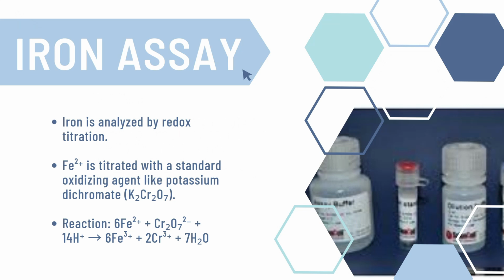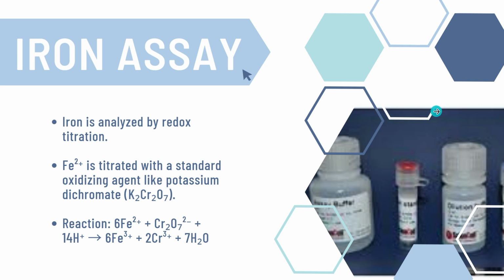Now, lastly, is the iron assay. The principle of iron assay is based on redox titration. The ferrous ions are oxidized to ferric ions by potassium dichromate in an acidic medium. The amount of dichromate used is directly proportional to the iron content of the sample.